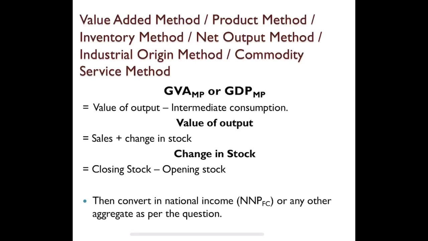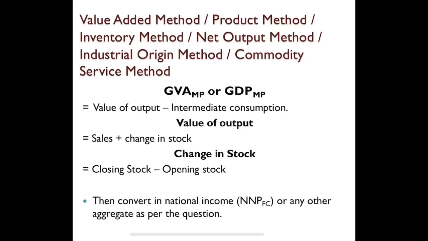The formula for this is value of output minus intermediate consumption. Value of output is whatever you are producing, the price of that, the total amount of production you have done. Out of that production, surely you will be selling some bit of it, you will be keeping some bit of it with you, or maybe you will be using something with yourself or keeping for future sale. So all of that is a part of your value of output of the particular year.